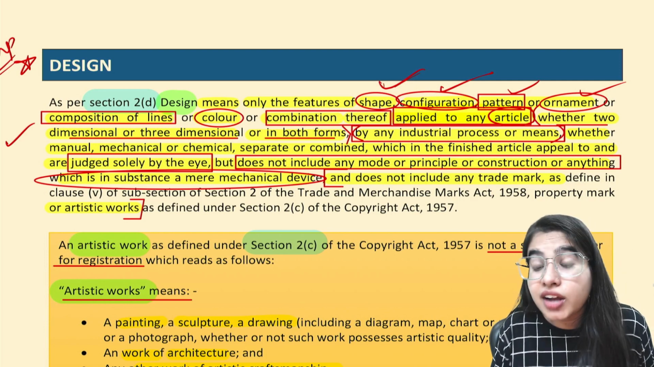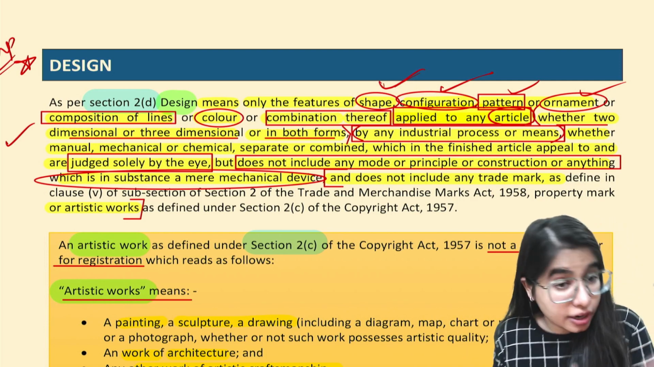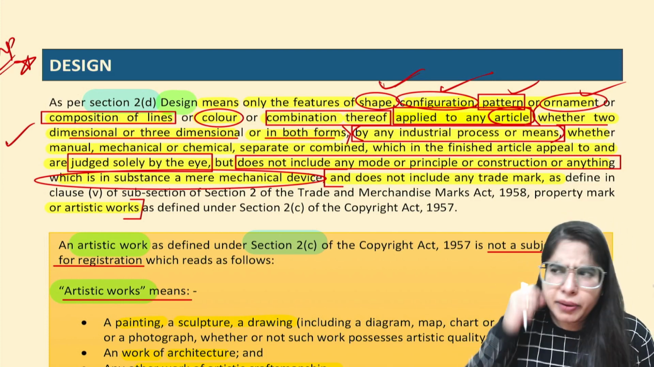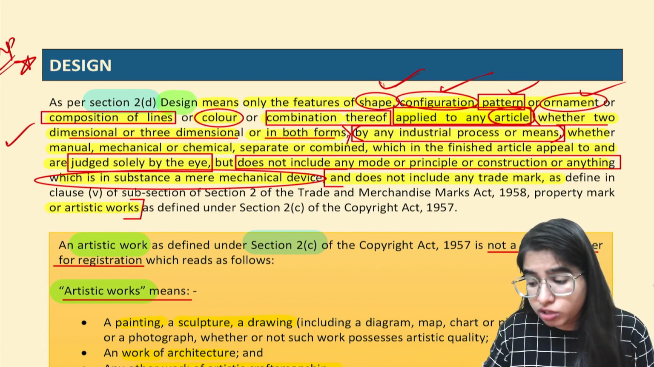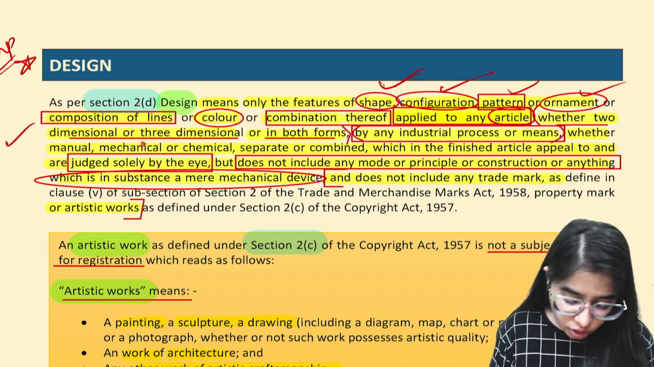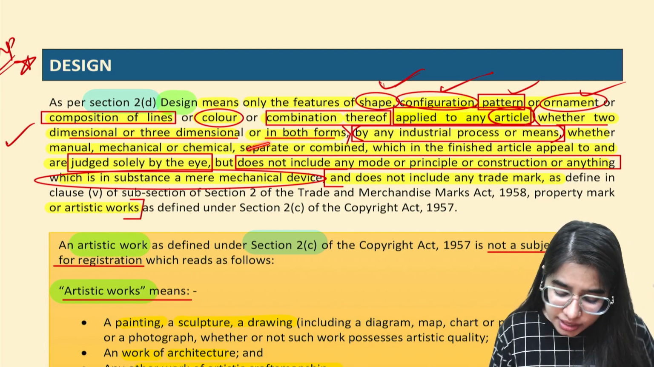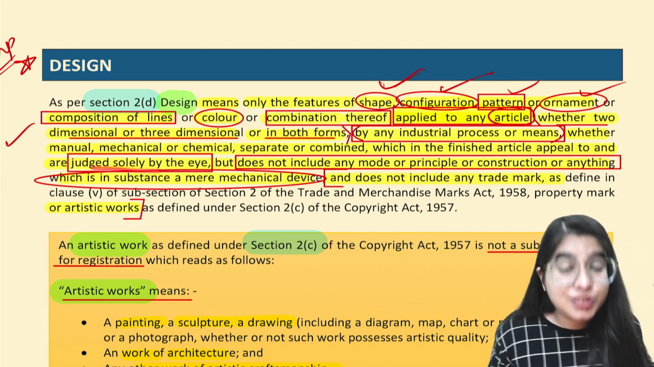Handmade zari work is there, handmade work in clothing and all that. Also Priyanka Chopra's wedding gown was all handmade. All the work was done by hand. So it can be manual also, mechanical also, chemical also, separate or combined, which in the finished article appeals to and is judged solely by the eye.